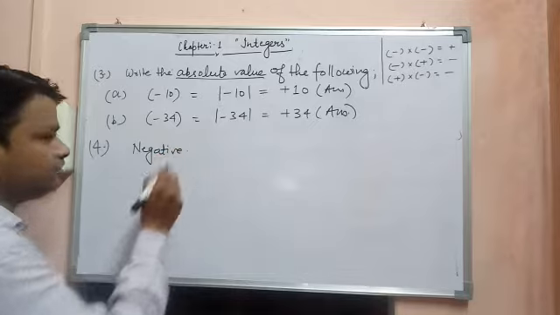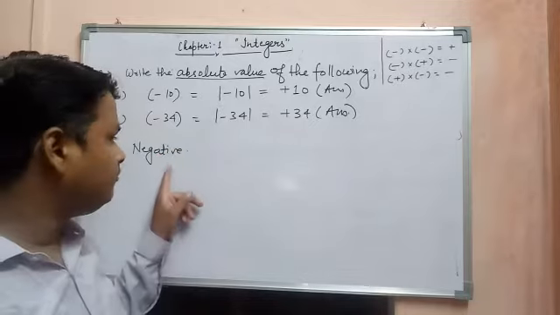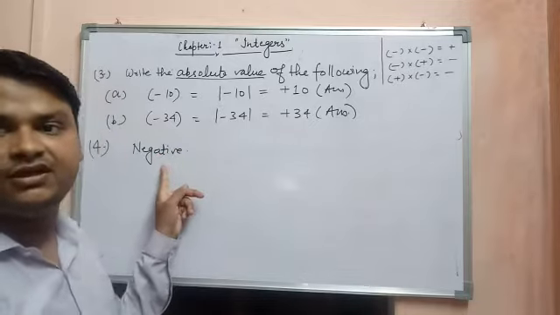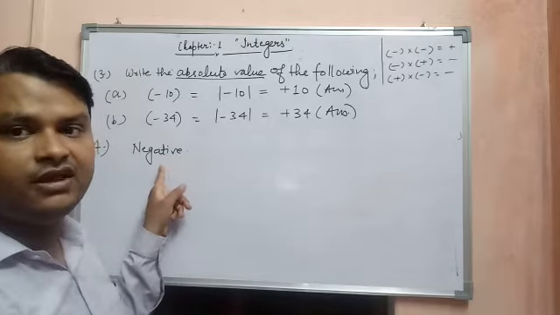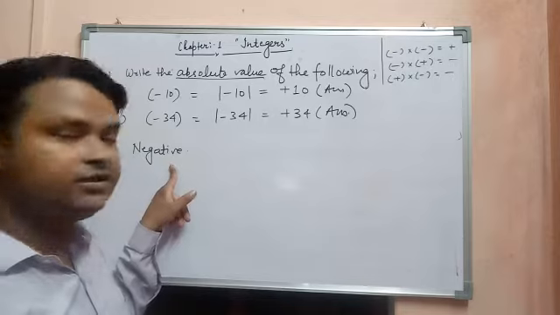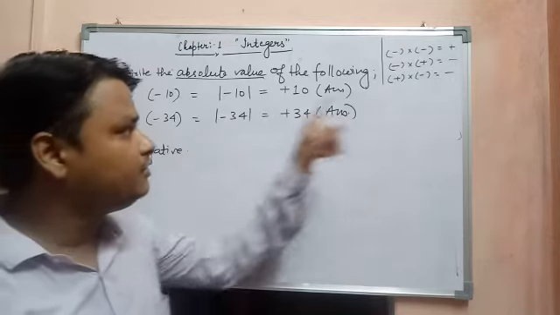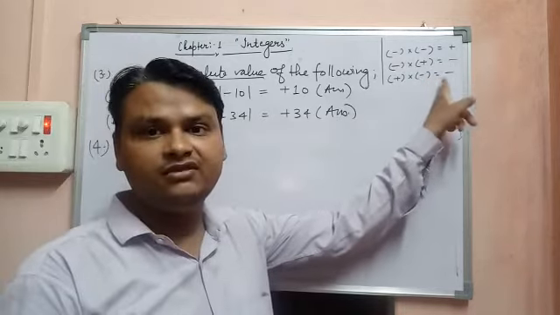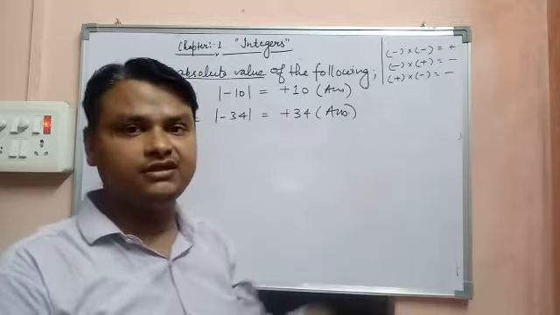You have to write the question of this answer in your book, and the answer to question 4 is negative, because if you multiply a positive integer with a negative integer, then you will get the answer negative.